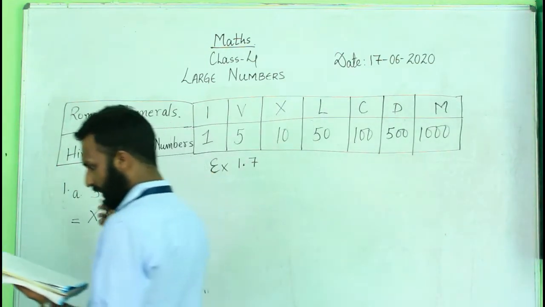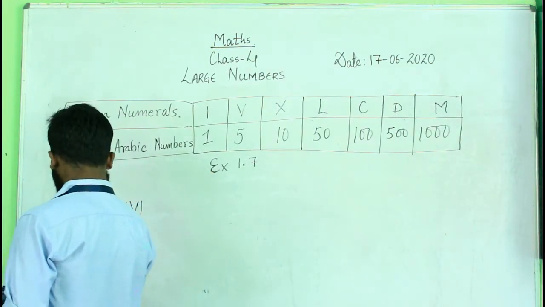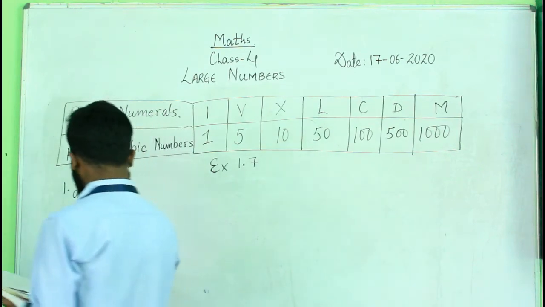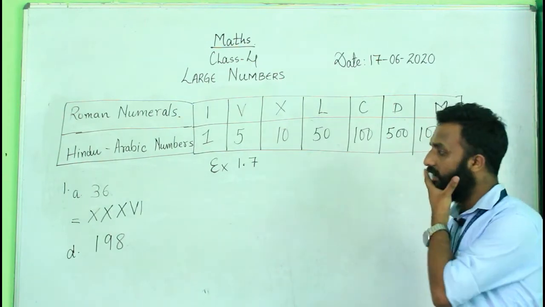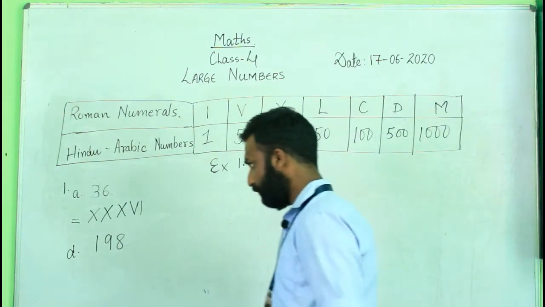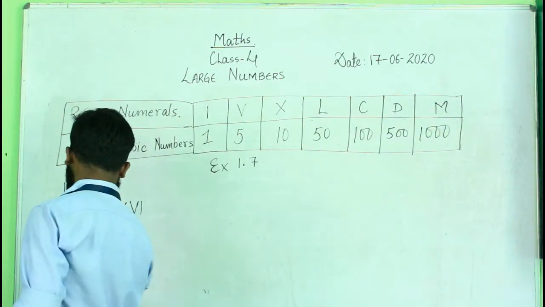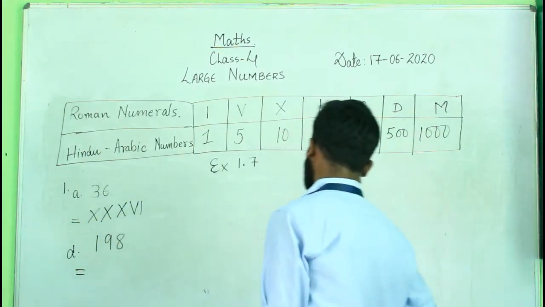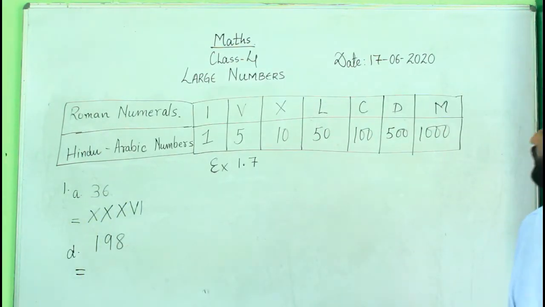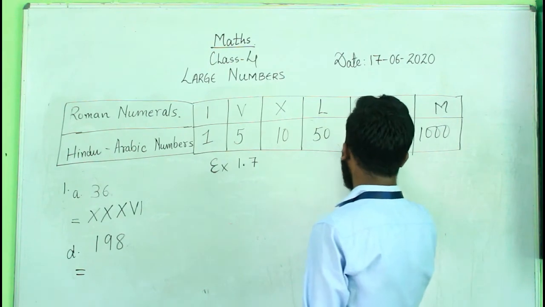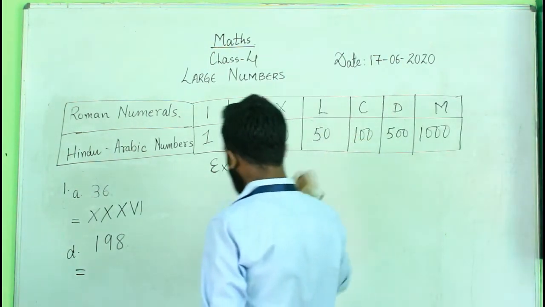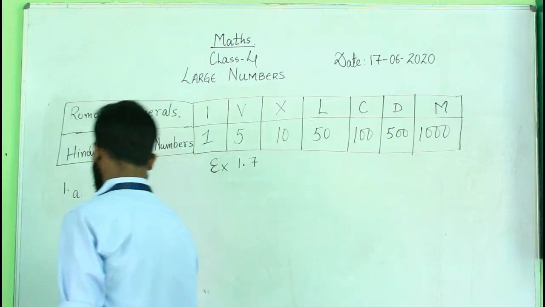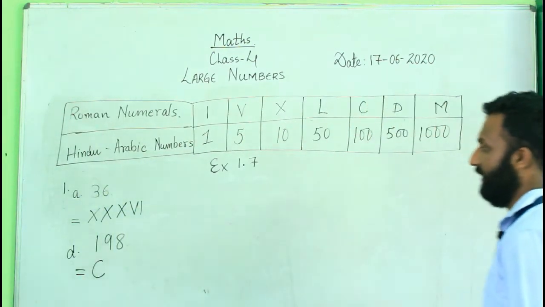Now let's do the next one. I am going to do question number D now. In D we have 198. So how to write it? Okay, 100. For 100, what can we write? C. For 100 we write C.